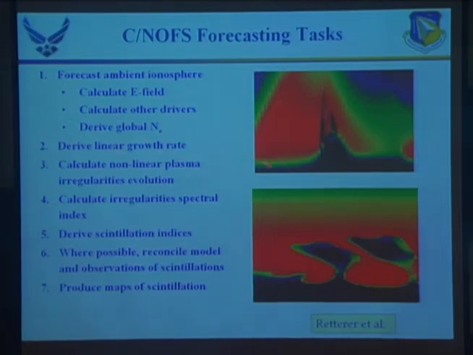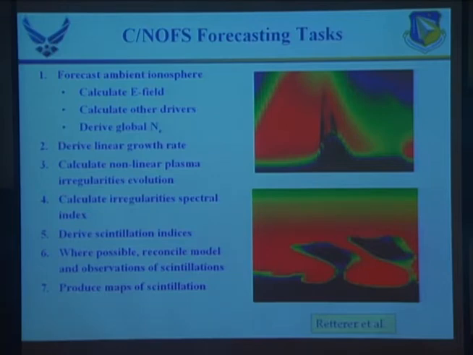And from this linear growth, and this plot here shows one of the outputs of the PBMOD. And the red, in local time and altitude, and this is for a whole day, so this would be the pre-reversal enhancement raising the ionosphere up. And this black line here is the value of the pre-reversal enhancement. And the regions where the growth rate is big enough, then we start the second program that comes in and calculates the nonlinear plasma irregularity evolution and how they change. And from there, the program calculates a spectral index.